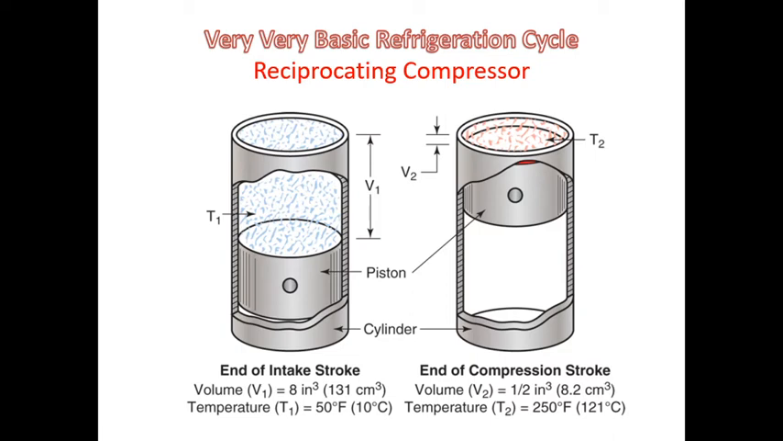The reciprocating compressor has cylinders and pistons. The cylinder on the left-hand side is showing the piston moving down, creates a sucking action, sucking the low pressure, low temperature vapor into the compressor cylinder. As the compressor motor pushes the piston up on the right-hand side, it compresses the refrigerant, the low pressure, low temperature gas into a high temperature, high pressure gas, creating heat and pressure.